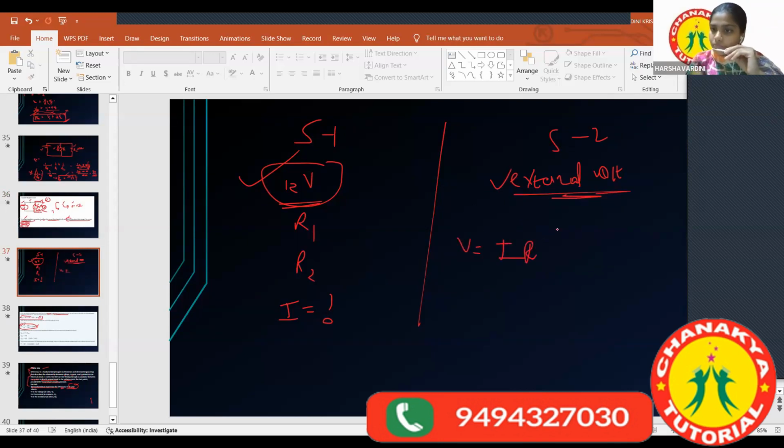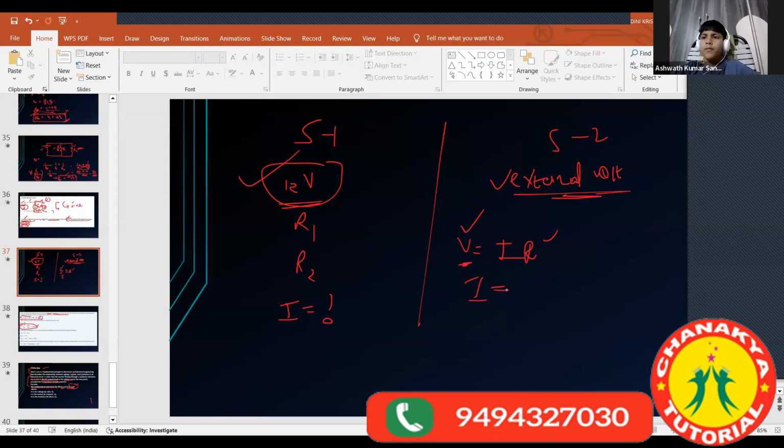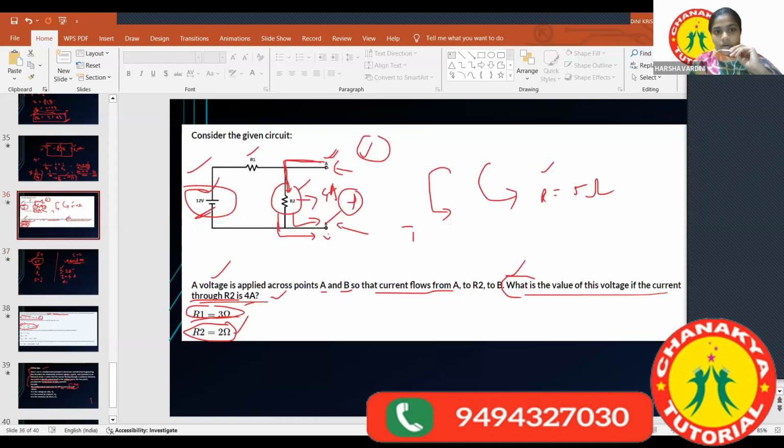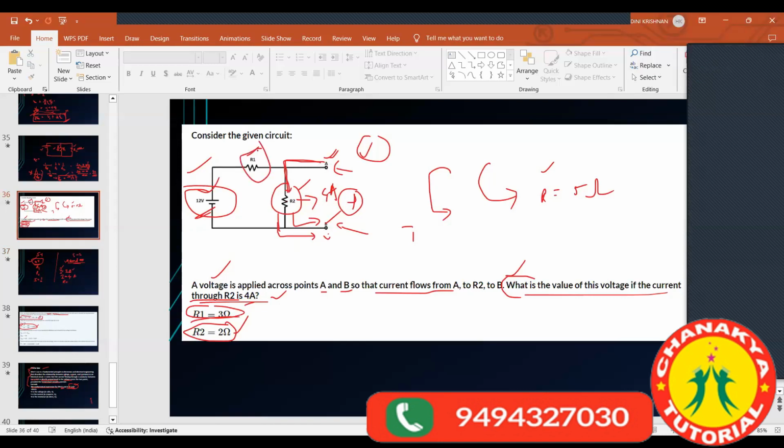So we have to find this voltage only, right? What is the external voltage that has been applied? They have already given you the current. What is the current that has been flowing? 4 amps. So they have given the R. One more question I will ask you. When you are finding the voltage applied through A to R2 to B, will you take R1 into consideration? No.